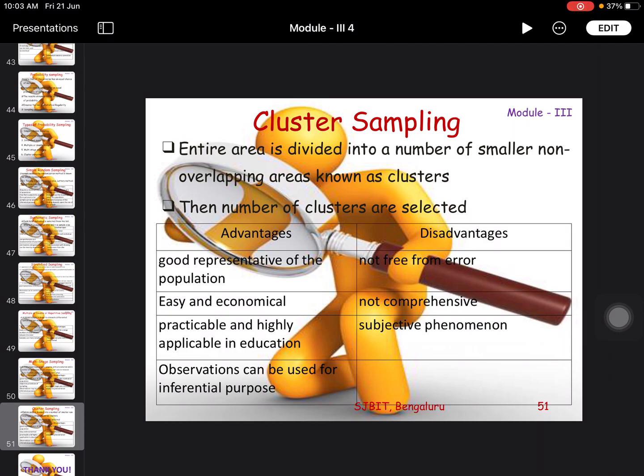So this is how sampling has been divided into various types, and sampling has a lot of role in carrying out research.